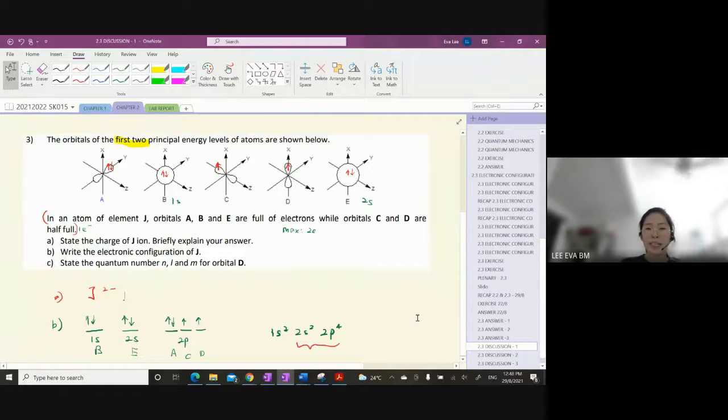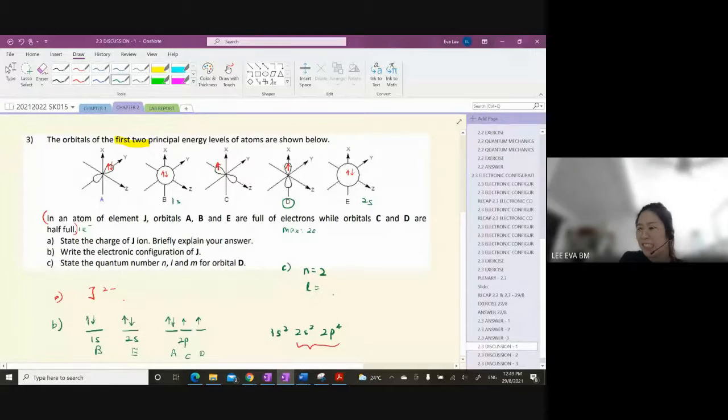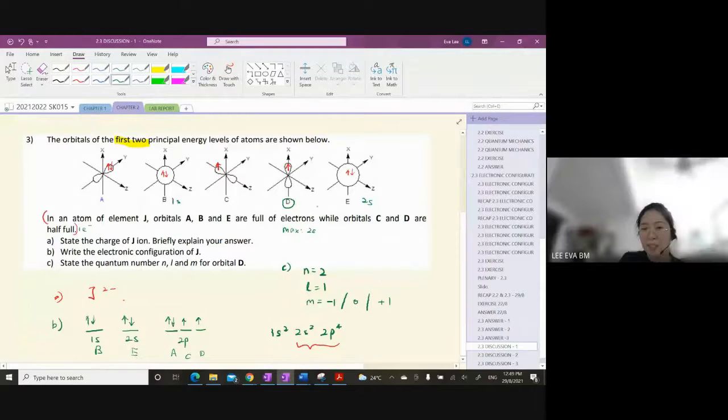Okay, and then for C, state the quantum numbers N, L, M. Just state only, no need to explain. For orbital D. So over here is orbital D. So what is your value of N? Value N for orbital D? 2. For L? 1, because of p orbital. And then for M? -1, or 0, or positive 1. Either one, because they only ask for one orbital. So just one of the values.